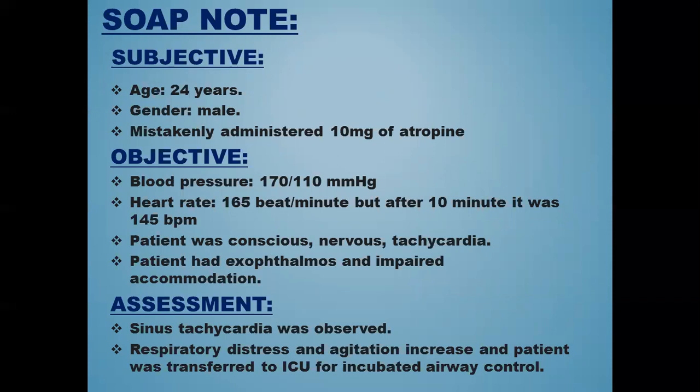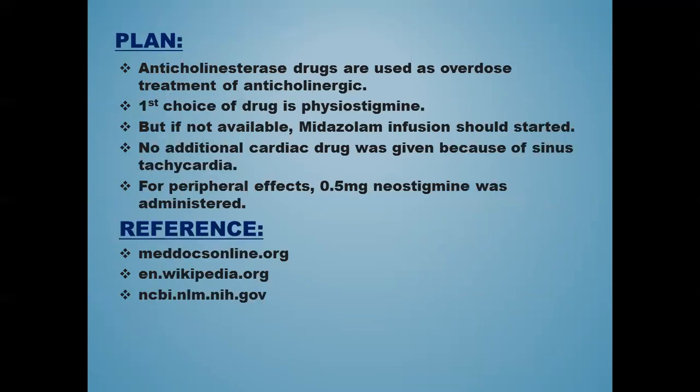Assessment. Sinus tachycardia was observed, respiratory distress and agitation increased, so the patient was transferred to the ICU for intubation and airway control. Now, what's the plan? Anticholinergic drugs are used as overdose treatment of anticholinergic. First choice of drug is physostigmine, but if it's not available, midazolam infusion should be started. No additional cardiac drug was given because sinus tachycardia is present in the patient. For peripheral effect, 0.5 milligram neostigmine was administered.